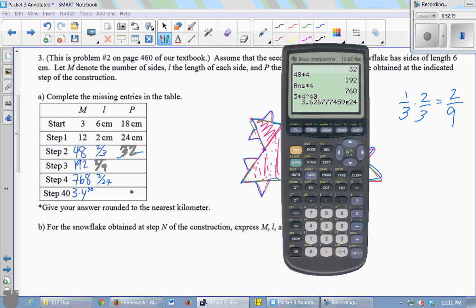2/27. And then to get this 40th, I would say, well, start with 6 and multiply it by 1/3 40 times. So times 1/3 to the 40th. And that's a teeny, teeny, teeny tiny number, so I'm actually just going to write 6 times 1/3 to the 40th.